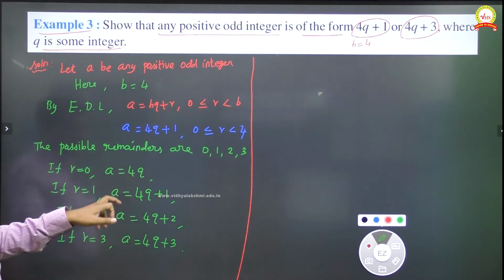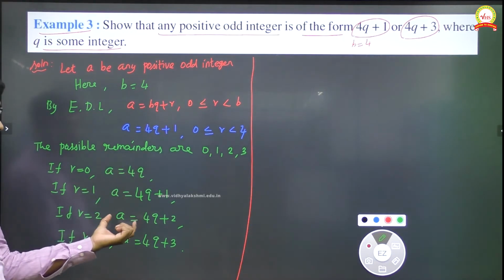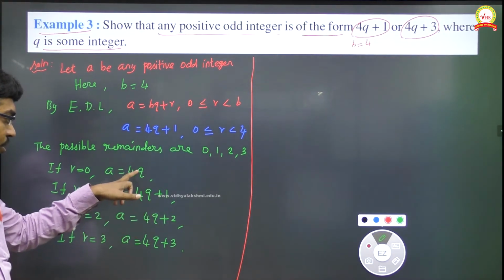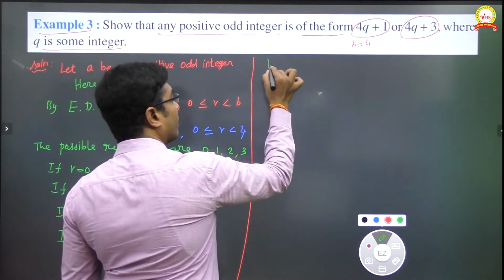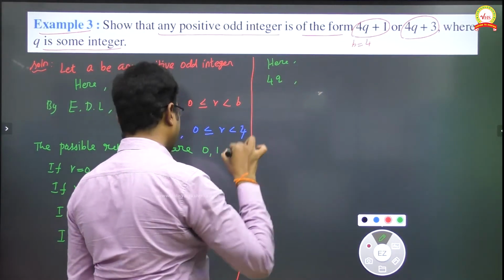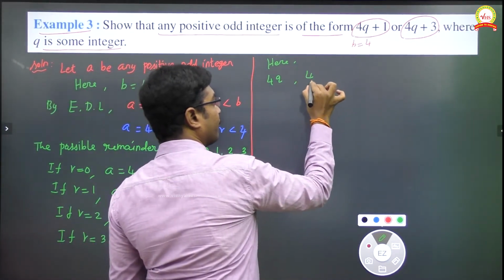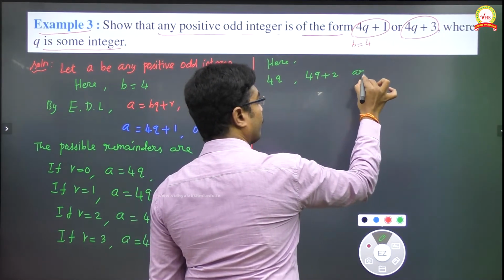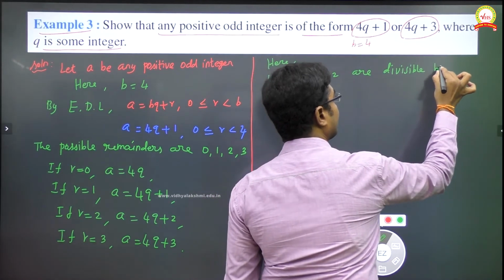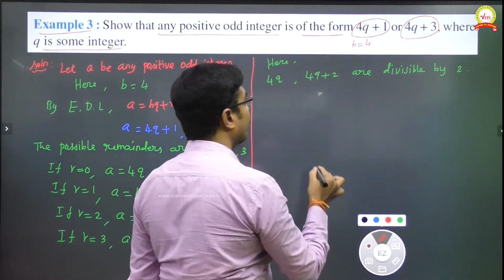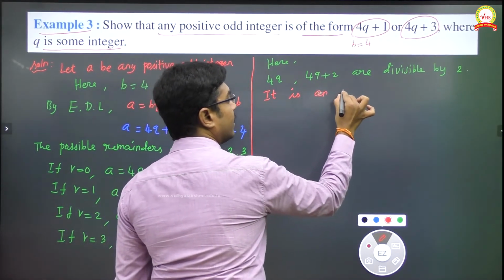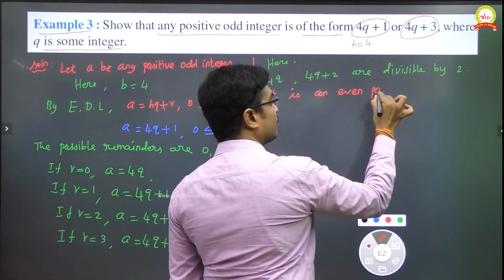Next, see my dear students, A equal to 4q and, with remainder equal to 2, A equal to 4q plus 2. See both integers here, 4q and 4q plus 2, are divisible by 2. So, it is an even integer, an even positive integer.